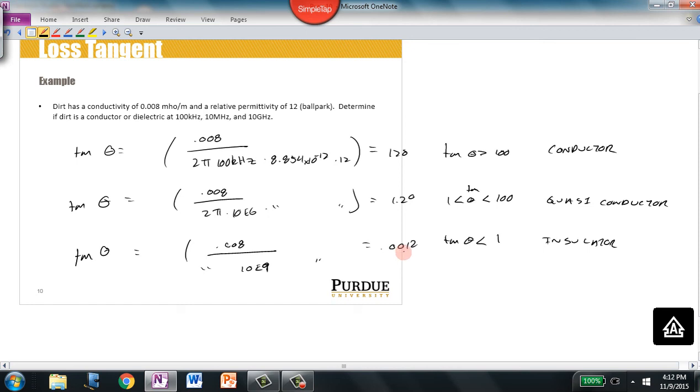And then increasing frequency to 10 gigahertz, we see that the loss tangent of dirt at 10 gigahertz is 0.0012. Loss tangent is therefore significantly less than 1, and we will call dirt at 10 gigahertz an insulator. So this example is showing us that what we consider an insulator or conductor is actually frequency dependent.